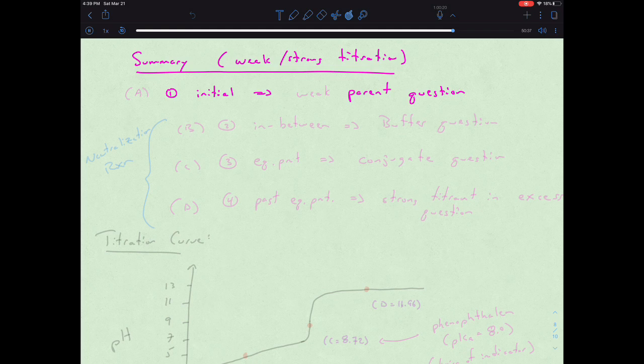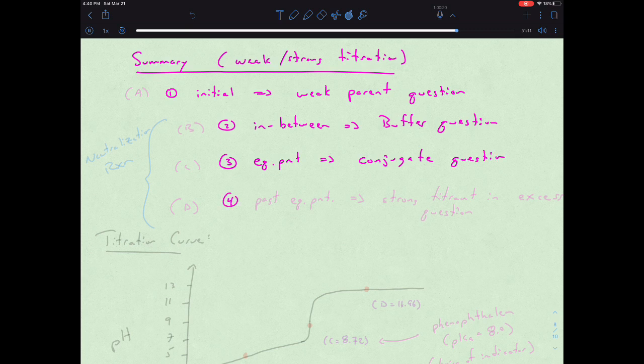And to be specific, since it's a weak strong titration, this would be a weak parent question, like Ka, Kb. 2 is what I call the in-between, and that's when we have a buffer question. 3 is the equivalence point, and now that's when it becomes a conjugate question.